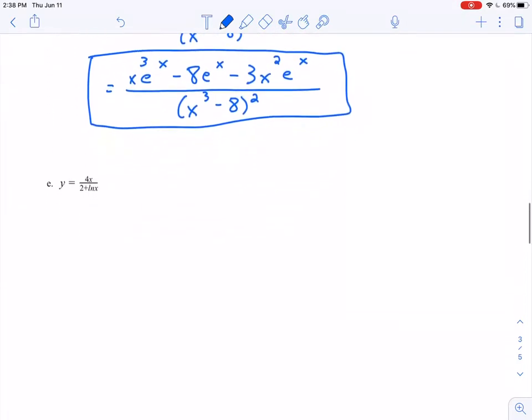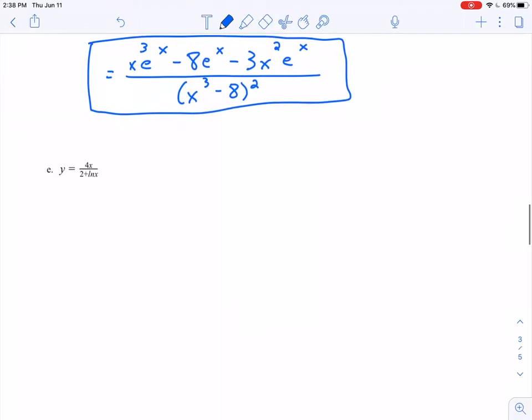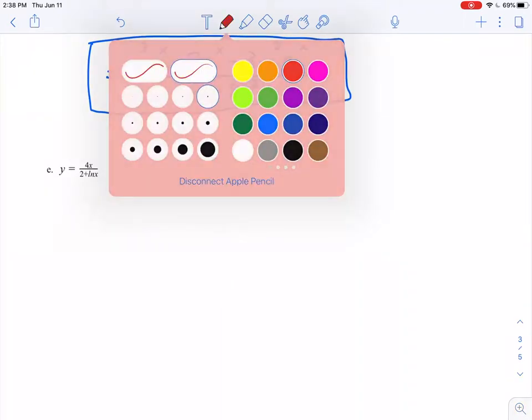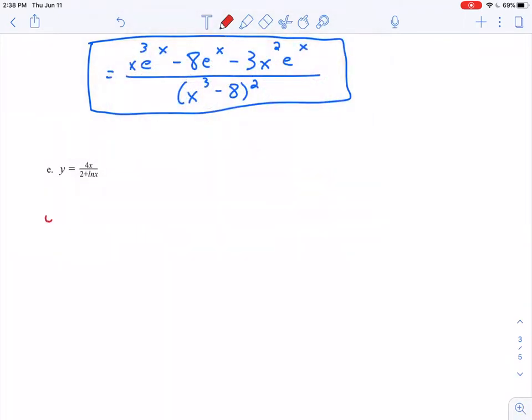Lastly, here I have y equals 4x divided by 2 plus natural log of x. Let's take a look at this example. I want to take the derivative, y prime. So I'm going to have to use the quotient rule.